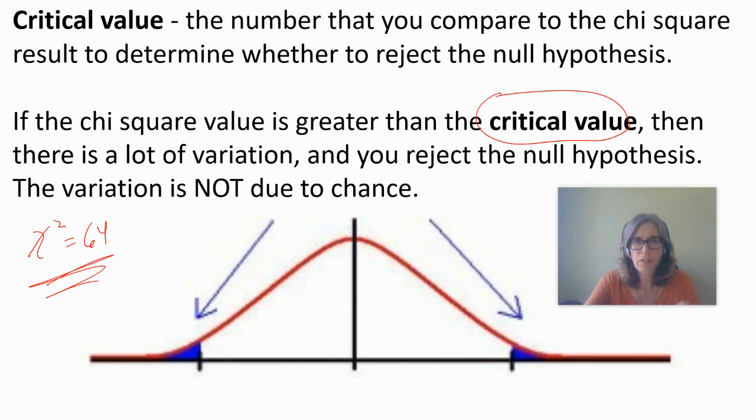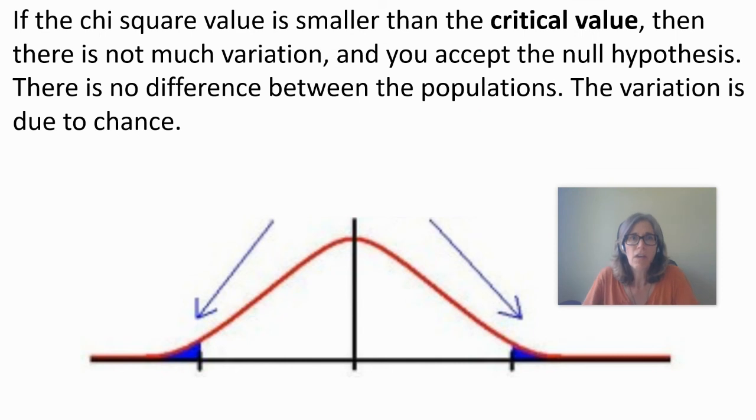So if your chi-square value is greater than the critical value, then that means you calculated a lot of variation. And so you're going to reject your null hypothesis, and you're going to say, no, the variation is not due to chance. There's something else going on. If the chi-square value is smaller than your critical value, then there's not much variation and you accept your null hypothesis. So there's no difference between the populations, and your variation is just due to chance. I'll show you an example of that too.